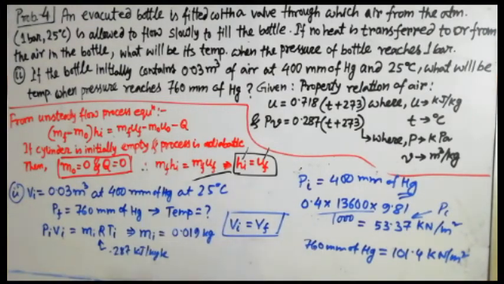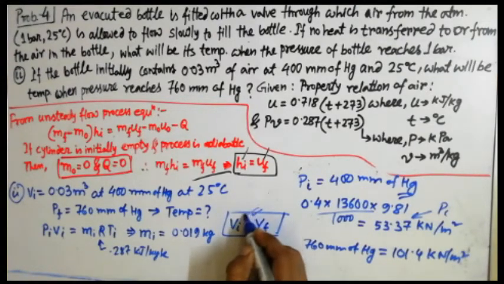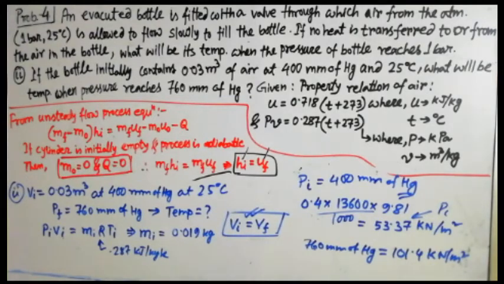So whatever gas is entering the bottle, it will occupy the empty volume inside the bottle. That's why Vi and Vf will remain the same, because in both cases the gas only has the space inside the bottle, and that remains constant. It will not vary with the temperature or the pressure.